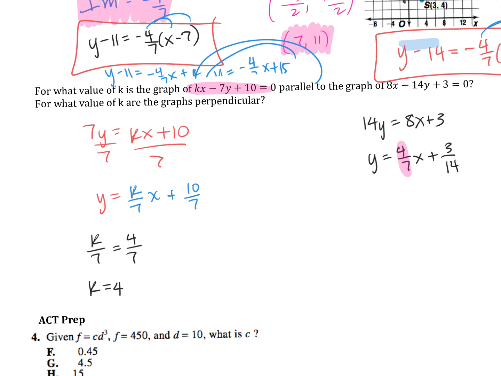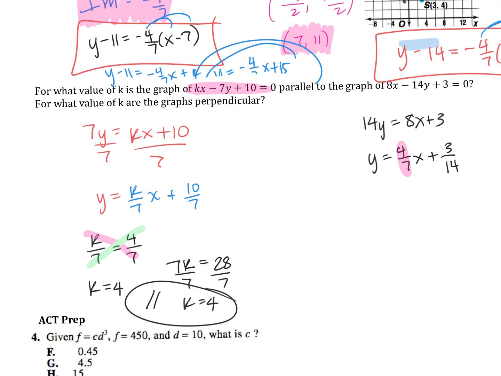Let's say if you didn't see it or if it wasn't that clear, since they're fractions that are equal to each other, we could cross multiply, and that would get us 7k equals 28. Divide by 7, and that's where we'd get k is 4. But when you see it like that, perfect. You don't need to show any more work. So for them to be parallel, k would be 4.